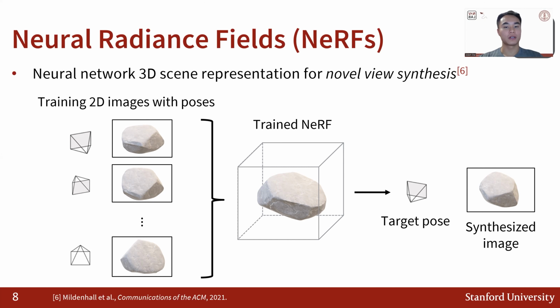So neural radiance fields, or NeRFs, are a neural network 3D scene representation, which was originally introduced for the task of novel view synthesis. So what this means is that given a set of training images with poses, I can then train a NeRF from these images, and then this NeRF network, once I have it, I can give it a new target pose, and from that pose, synthesize a new image, potentially outside of the training data set, of what the scene looks like. So here, for example, if we have some rock, then we can take a bunch of images of it from different views, train a NeRF, and then given a new view, synthesize a new image of that rock.